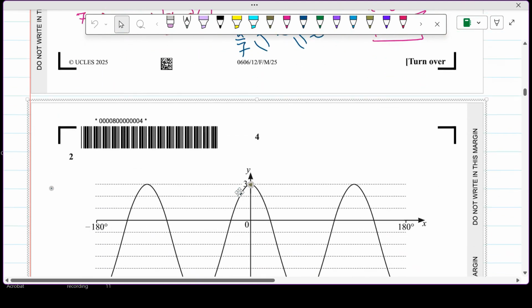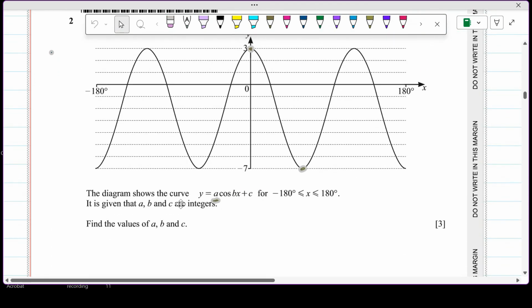Okay, let's move to question number 2. The diagram shows the curve y equals a cos(bx + c) for x less than or equal to 180 and greater than or equal to negative 180. It is given that a, b, c are integers. Find the values of a, b and c.